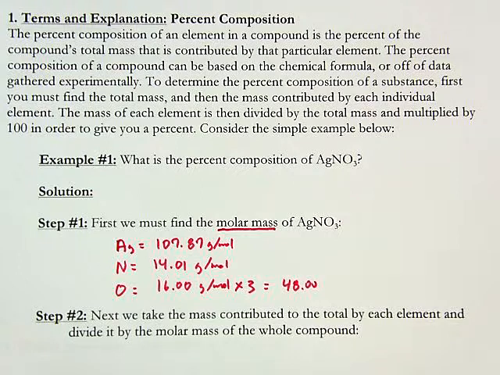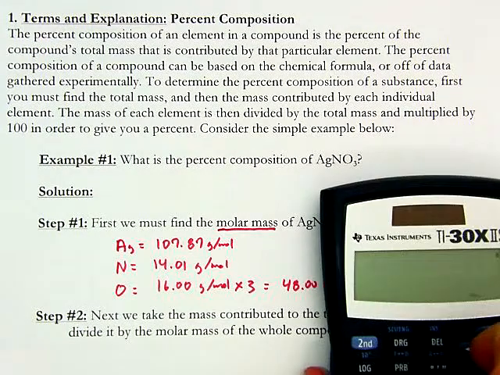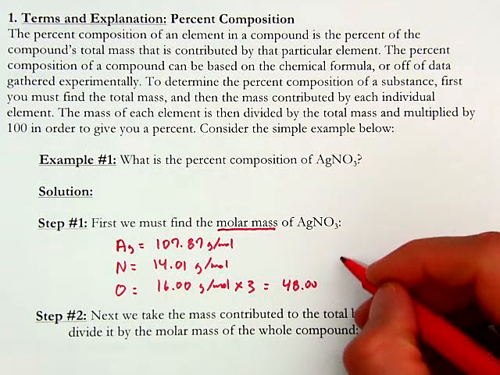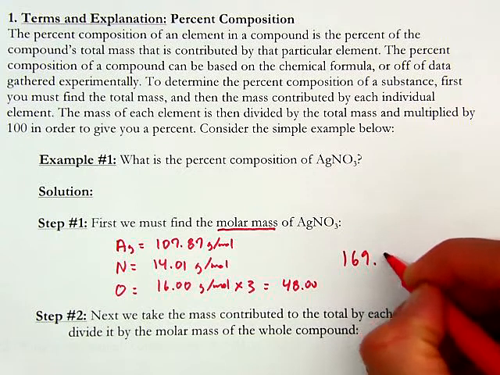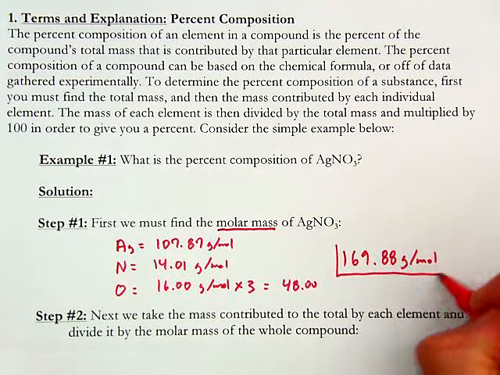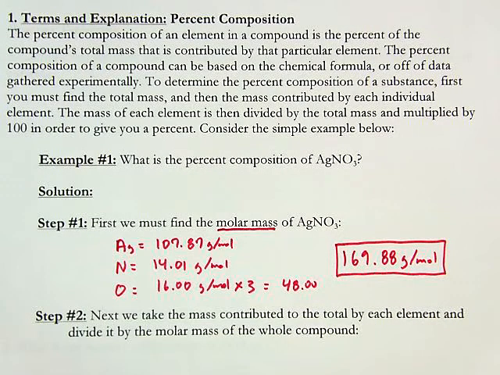When we do that, 107.87 plus 14.01 plus 48, we get 169.88. That's our molar mass, 169.88 grams per mole. So that's how much the whole thing weighs. If you had a mole of it, it would be 169.88 grams.